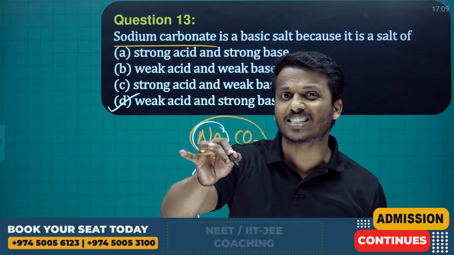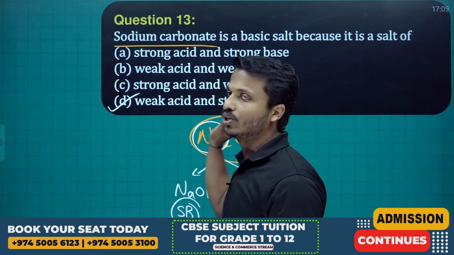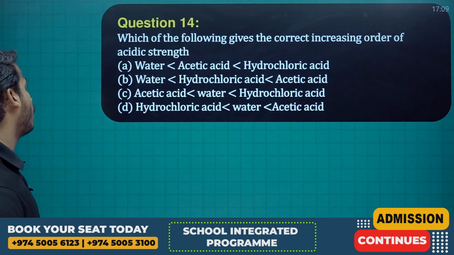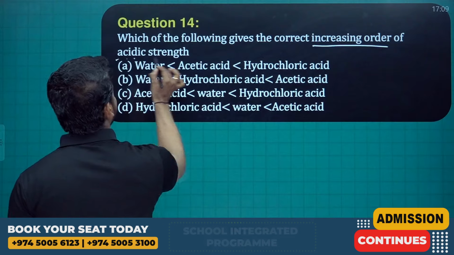In order to get a basic salt, what is the combination? Strong base and weak acid should join. So, option D, weak acid and strong base. Now, which of the following gives the correct increasing order of acidic strength?